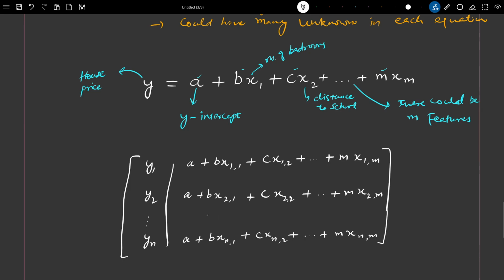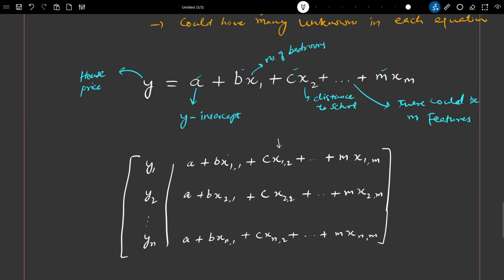Now, to build a model to try to predict what the house price should be, we use all of our input values. So we have distance to school for each of the houses: for the first house, for the second house, and all the way to the nth house. So let's say this was the distance from school, right? So let's say first house, second house, and all the way to n.